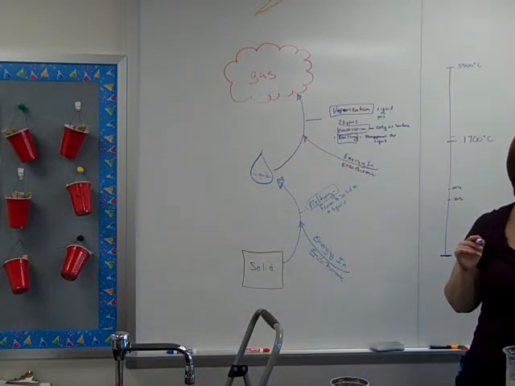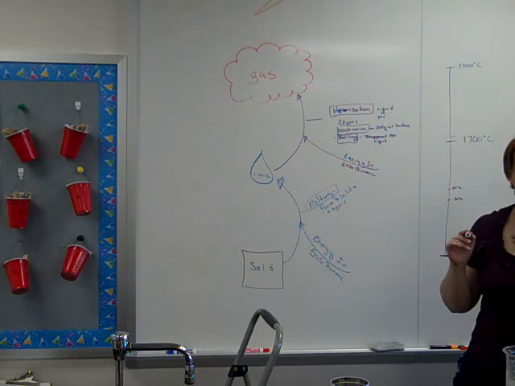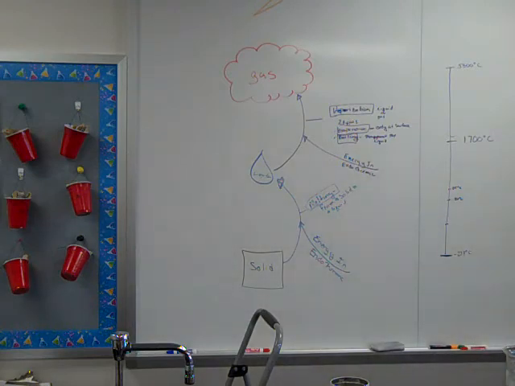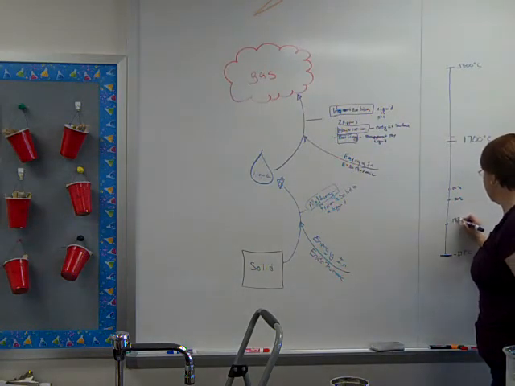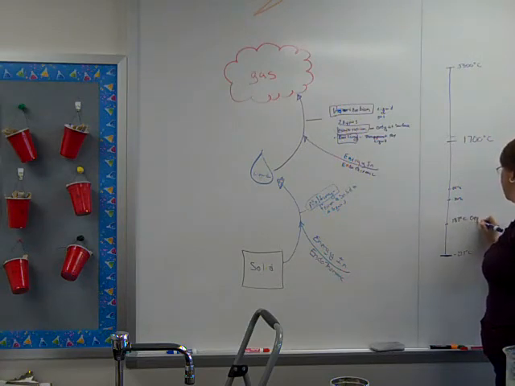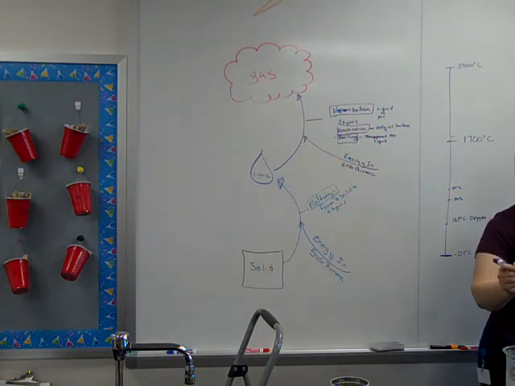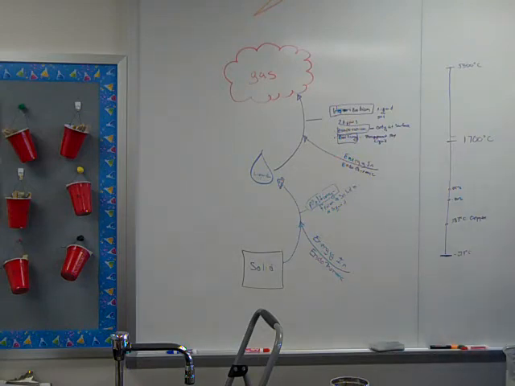What about oxygen? The stuff we're breathing. Oxygen boils at negative 183 degrees Celsius. I can get the air you breathe to turn into a liquid. I can get the air you breathe to turn into a solid. That happens at negative 218.